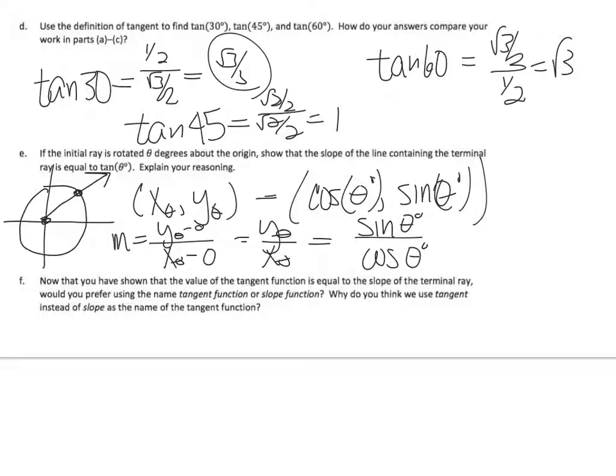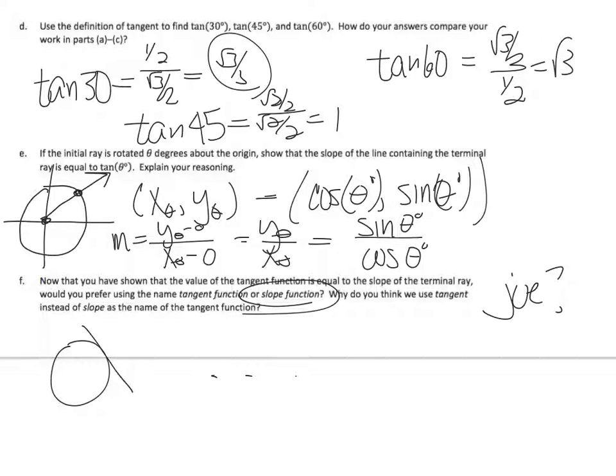Now that you've shown that the value of the tangent function is equal to the slope of the terminal ray, would you prefer using the name tangent function or slope function? Oh, so I can't use Joe? I guess slope function would have been a better name for it. Why do you think we use tangent instead of slope as the name of the tangent function? Well, if we use the word slope function, I think we're using the same vocabulary for two different things. So tangent, we've got tangent to a circle, no matter where it is on that circle. It just makes better sense.